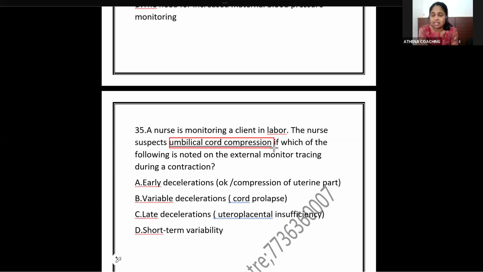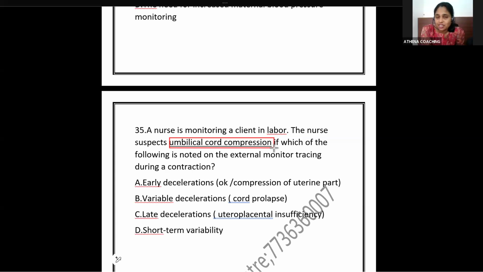So what is late deceleration? Deceleration happens after the peak of uterine contraction. If deceleration happens early, before the contraction peak, it is called early deceleration, and if deceleration happens after the uterine contraction, it is called late deceleration. Late deceleration is because of uteroplacental insufficiency, decreased blood supply towards the placenta.